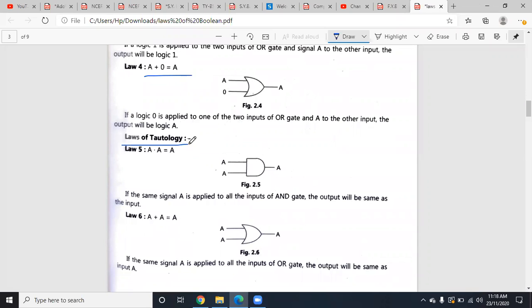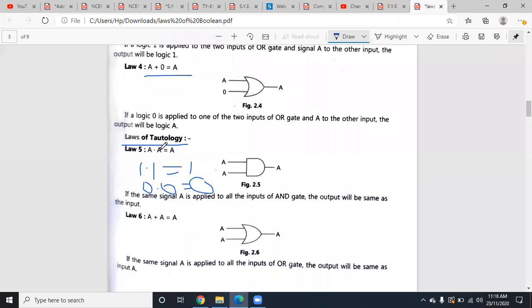After that, there is the law of tautology. What is tautology? A variable multiplied with the variable only. What is A? If I consider A equal to 1, the question will be 1 into 1. The answer will be 1 only. Correct. If I have A equal to 0, 0 into 0, in that case the answer will be 0. Right, so you're getting it.